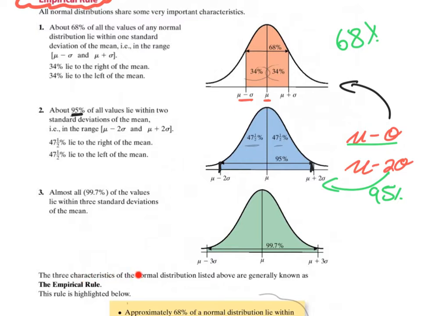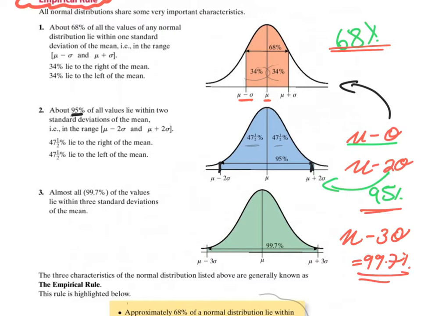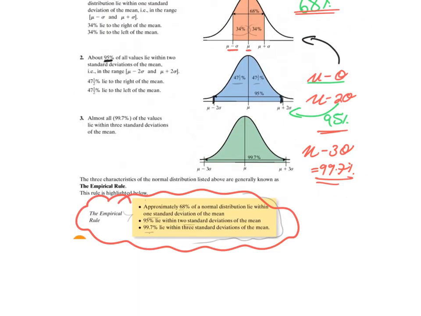These 3 characteristics of the normal distribution are generally known as the empirical rule. So I would remember that for the mean and 1 standard deviation it is 68, for 2 standard deviations it is 95, and for 3 standard deviations it is equal to 99.7%. Those numbers are important and need to be remembered.